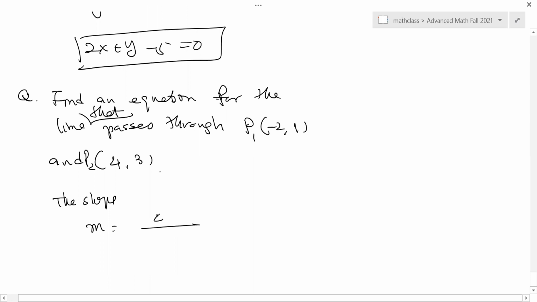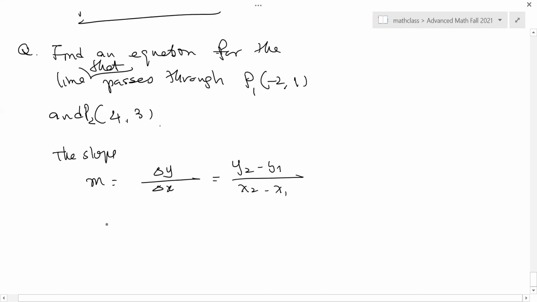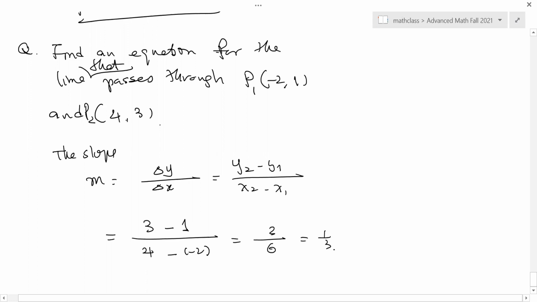The slope is delta y over delta x, the change in y over the change in x. Delta y is the difference of the y coordinates. It doesn't matter which point you start with, y2 minus y1. The second point is 4, 6 and the first point is 1. So I get 2 over 6, which is 1/3. So 1/3 is the slope.